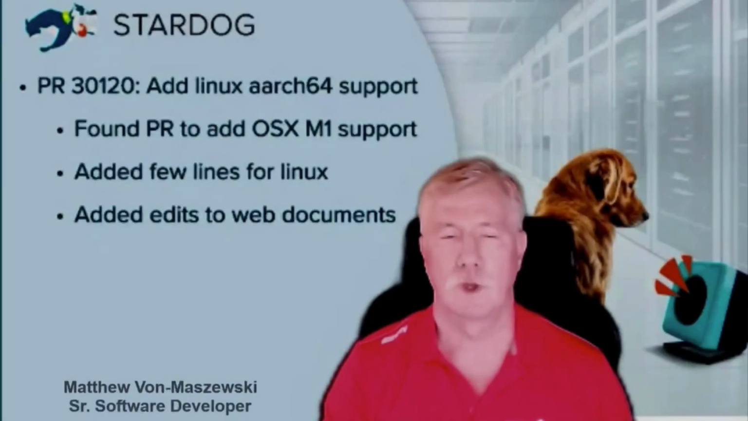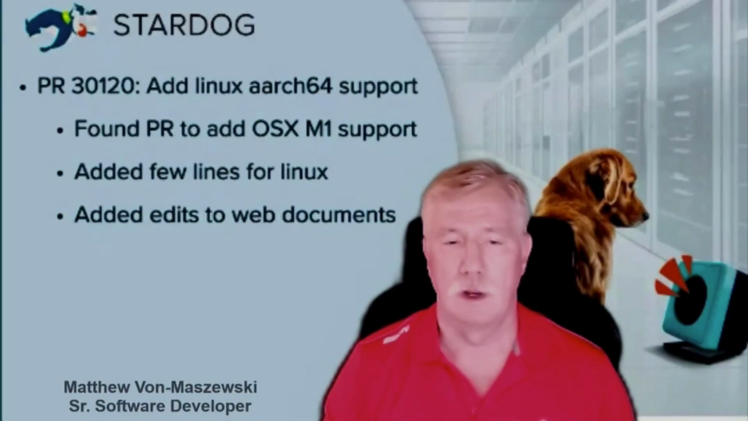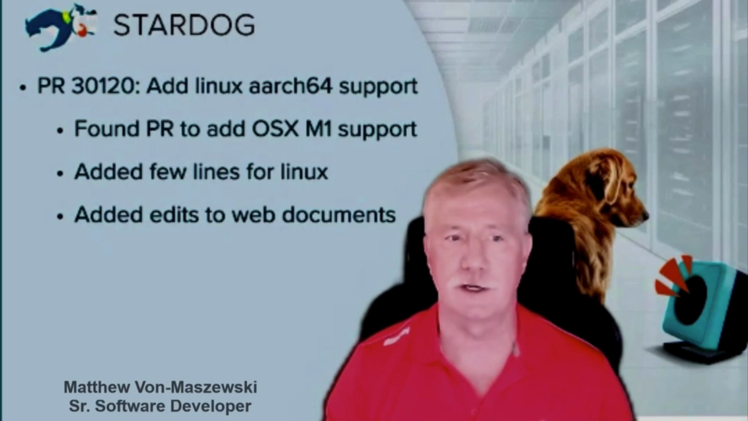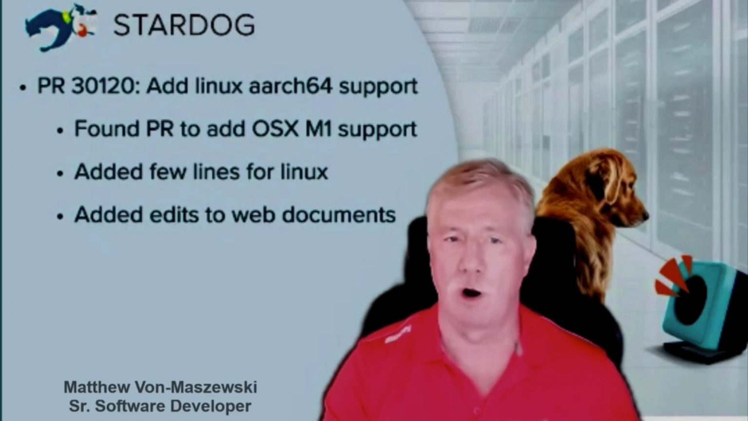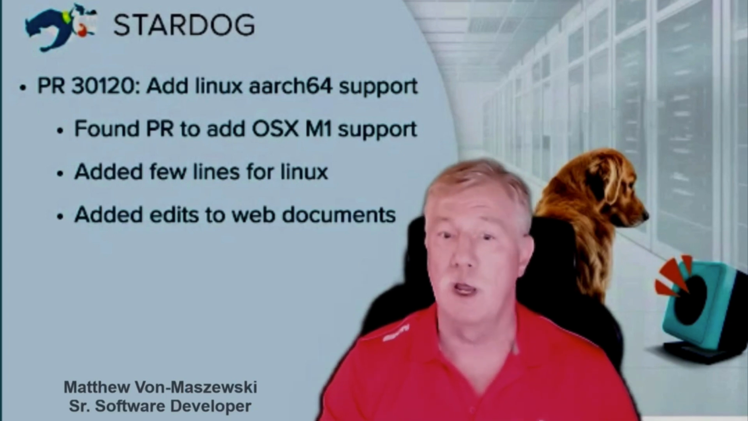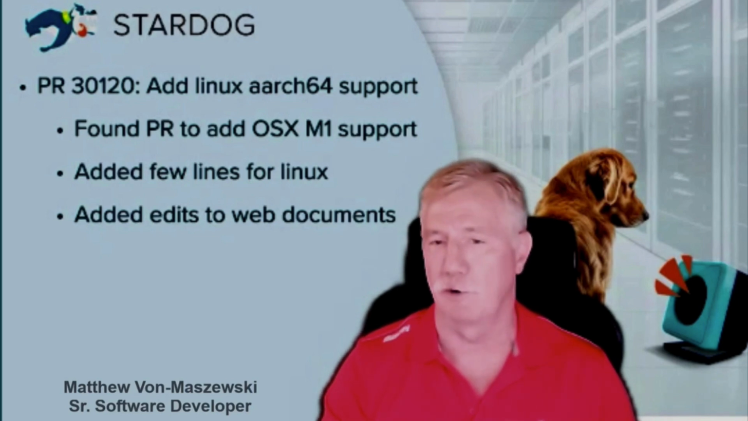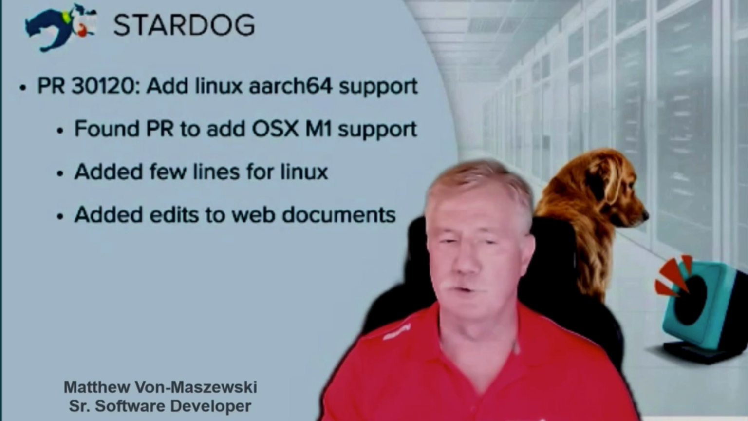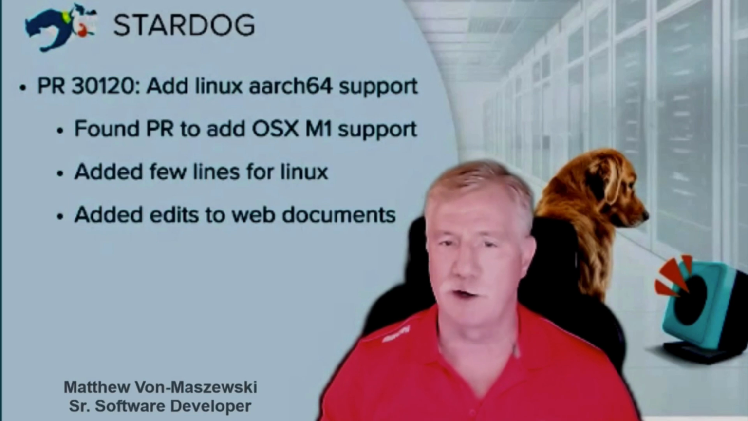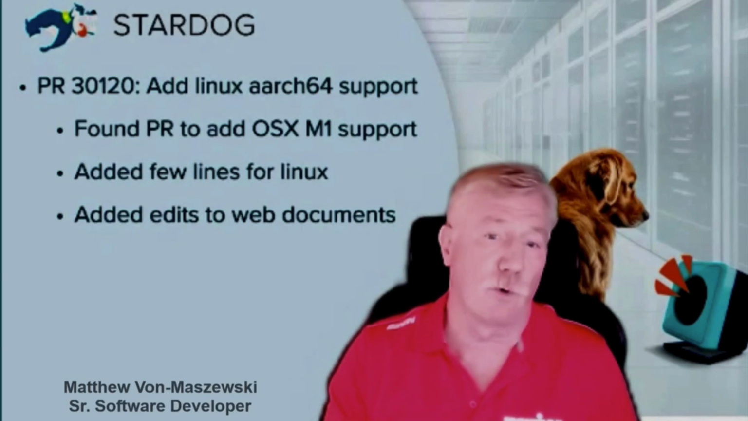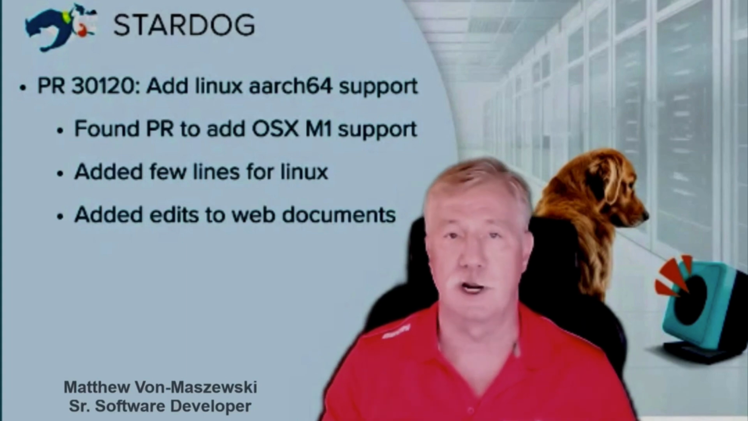Let's go ahead. Hello, my name is Matthew Wamashevsky. I'm a senior software developer at Stardog. My contribution to this release is a small PR that adds support for compiling on Linux ARM or AArch64 platforms in C++, both for libraries and compiles. This was very easy and very small because all I did was go and find the same thing that someone else did for Macintosh M1 support, added a few lines for Linux, and then made the necessary edits for the web documents. Boom, it was done.